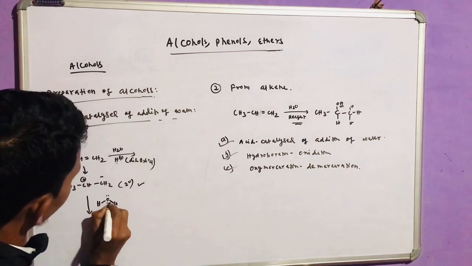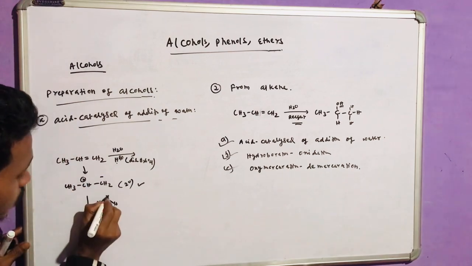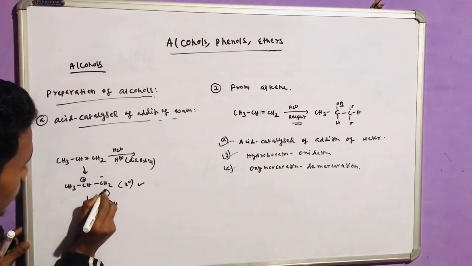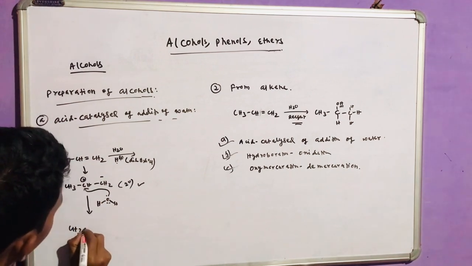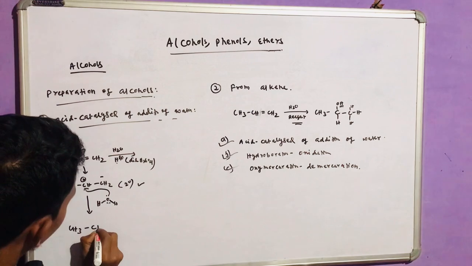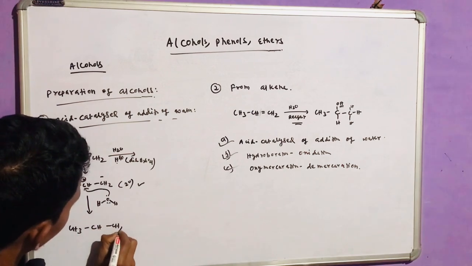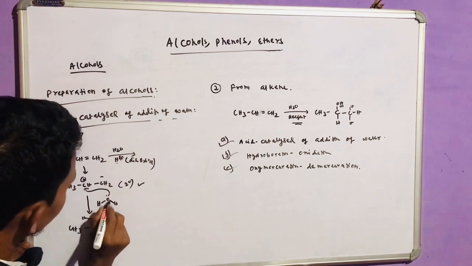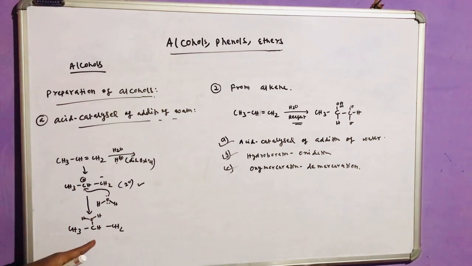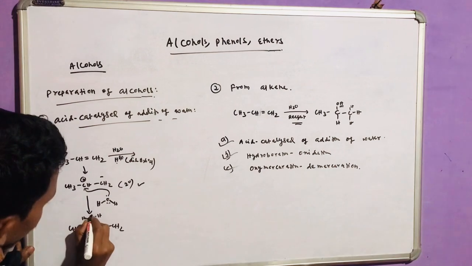So here a lone pair is there. Here is the positive charge, and this is the electron-rich lone pair, so this will attract here. CH3 C, here O. The lone pair of water is attached to this positive charge, so this gets the positive charge.